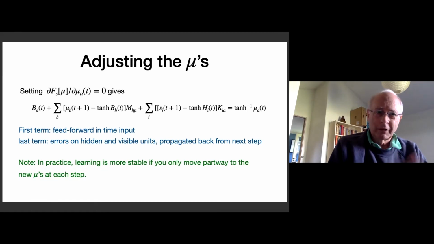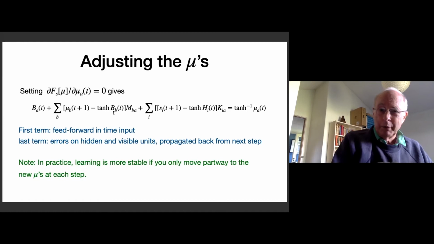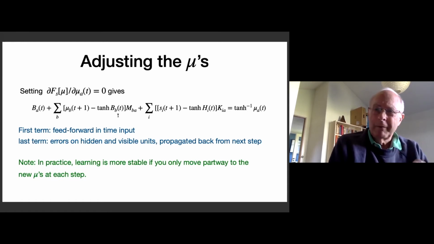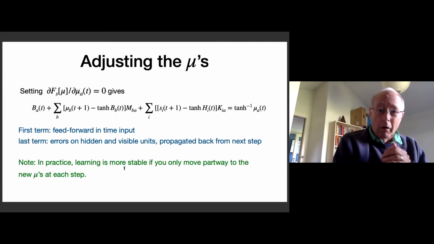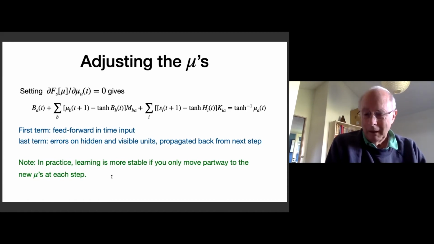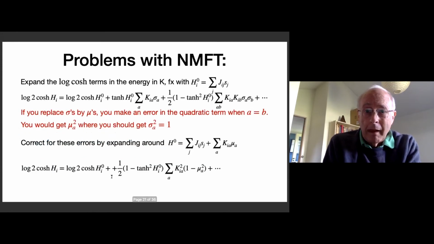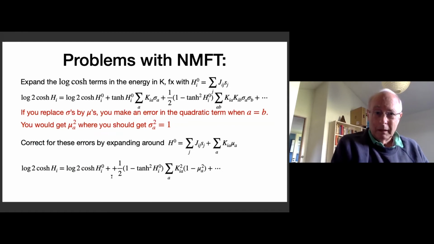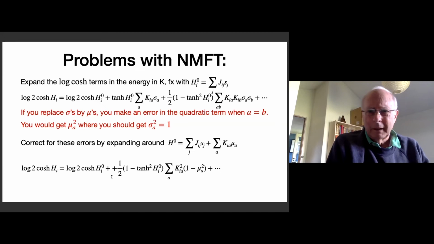And now when you differentiate the entropy, you get that inverse tangent. So you get this equation. So you should solve this equation for mu. So ideally, each step you get a new mu from solving this. We found that sort of unstable. So we fixed that by the simple kludge of only going partway toward the new mu. I won't go into any more details about that. So now we have both parts of this learning that we do. But there are problems with this. So let's look at those log cosh terms a little more carefully.